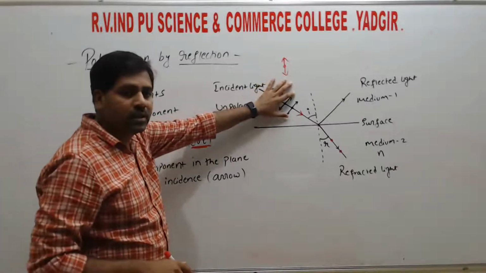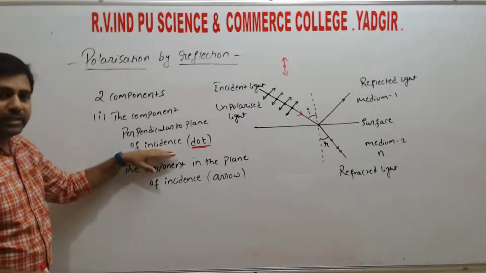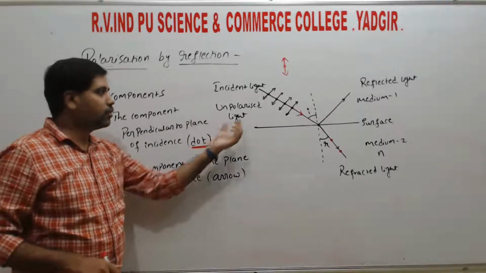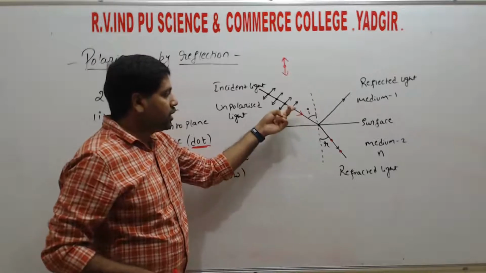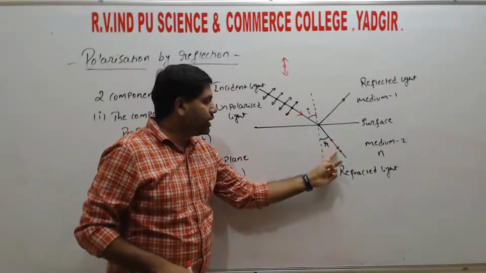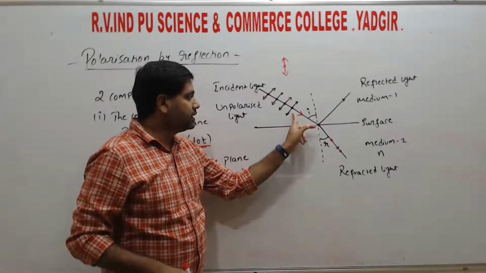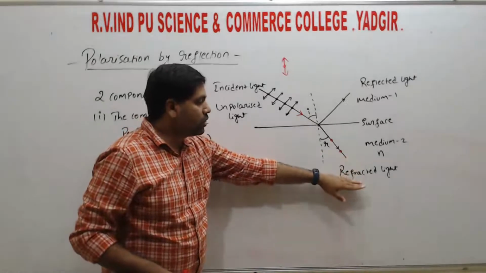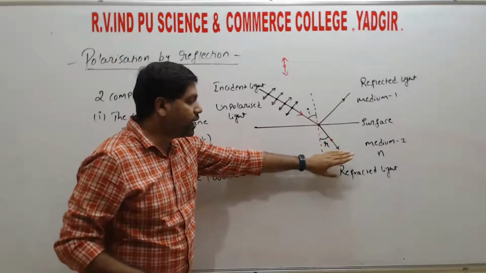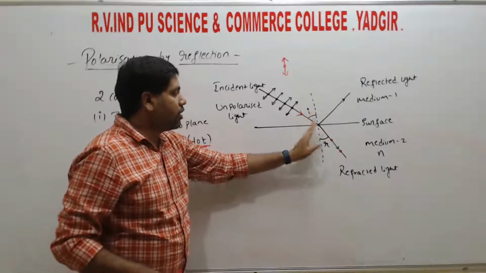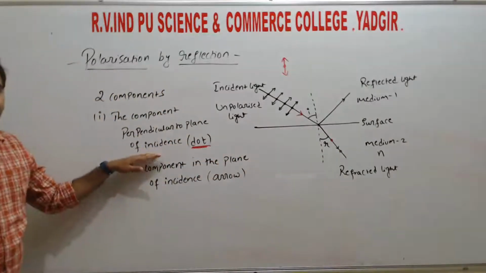This unpolarized light is divided into two components. The first component, perpendicular to the plane of incidence, we call the dots. Those dots are always parallel to the refracting surface. Hence the percentage of the components will be the same in the refracted light, that is, some percentage of the incident dots are in the refracted light for any angle of incidence. So this will be constant. For any angle of incidence, we get the dots in the refracted light. So this one is the first, right?